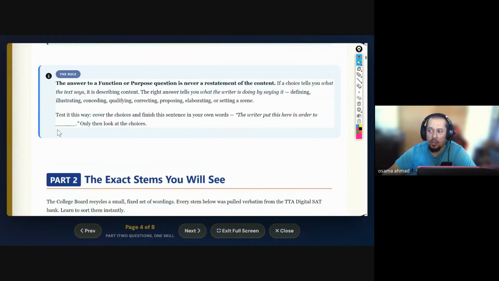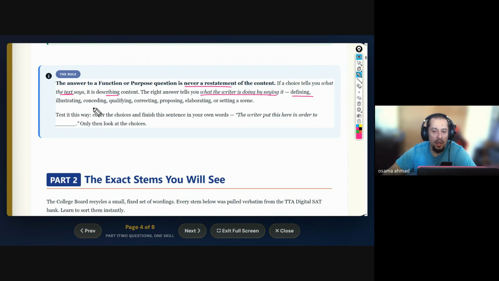Now, the answer to a function or a purpose question is never a restatement. The answer is never a restatement, right? So if the answer tells us what the text says, that's describing, and it's wrong. The right answer needs to tell us what the writer is doing by saying it. So, is the writer in this sentence defining, illustrating, conceding, qualifying, correcting, proposing, elaborating, or setting a scene? That's the job there, right?